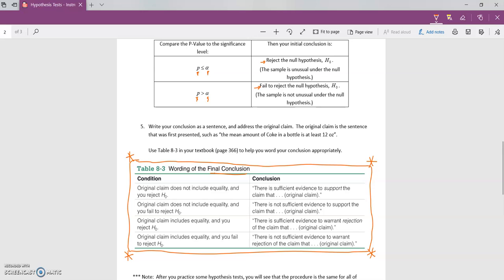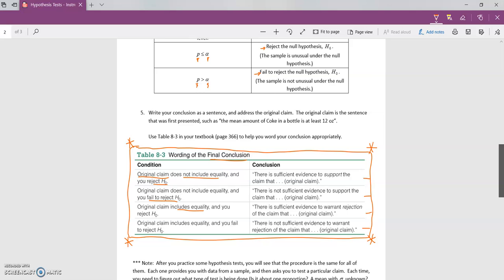So this is based on whether or not your original claim did not include equality or it did include equality, and whether or not you reject H0 or you fail to reject H0. There are 4 options. So does not include equality and you reject H0, does not include equality and you fail to reject H0, does include equality and you reject, and does include equality and you fail to reject. And depending on which of the 4 options you have, you get your statement over here for how to word the conclusion.